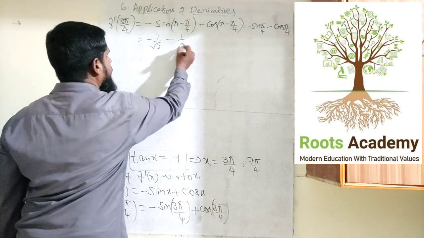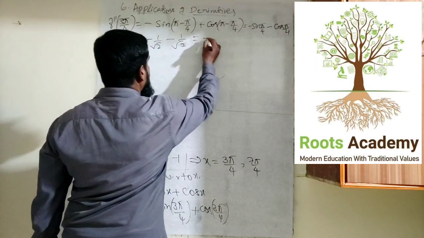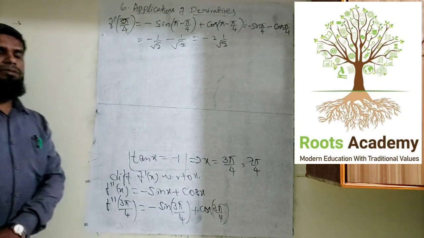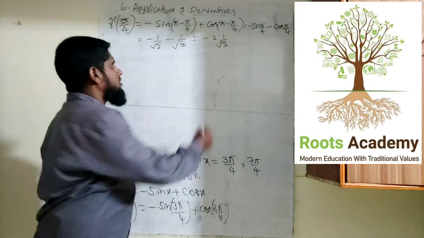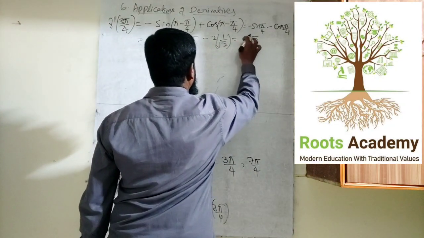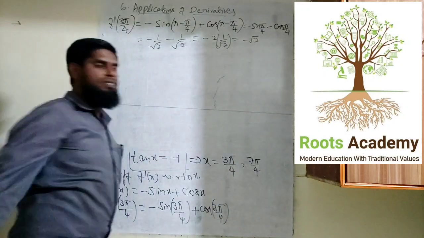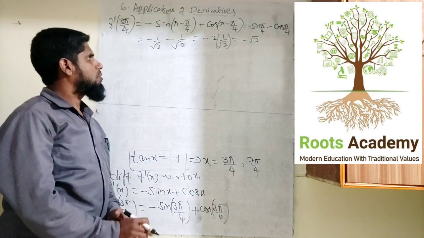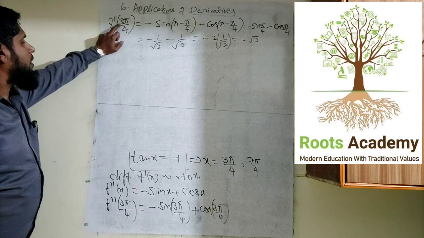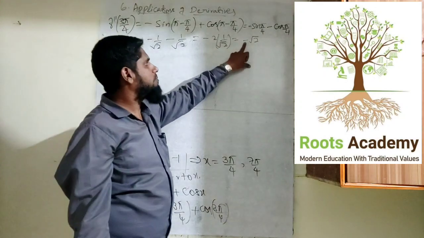Cos pi by 4 is 1 by root 2, with the minus as it is. So the final answer is minus 2 times 1 by root 2. If we simplify this further, it is minus root 2. So when the value of x is 3 pi by 4, we get minus root 2 as the answer.